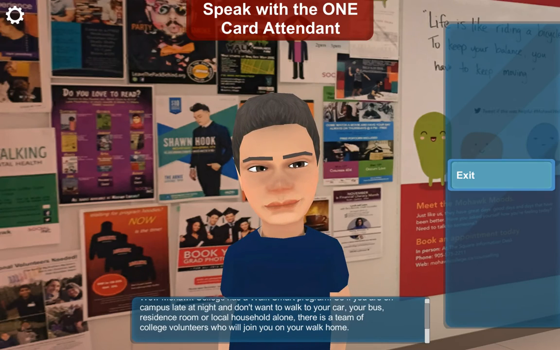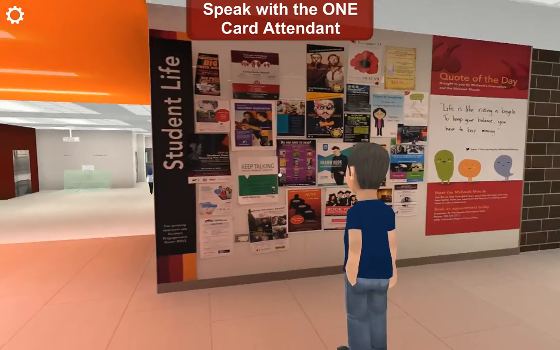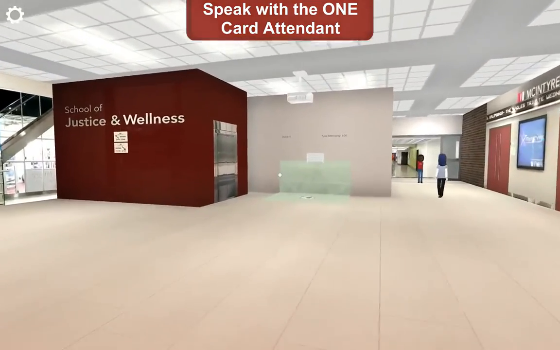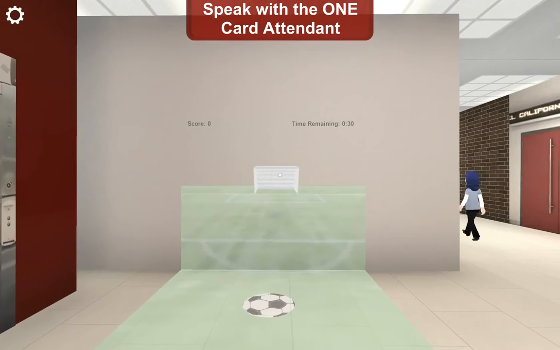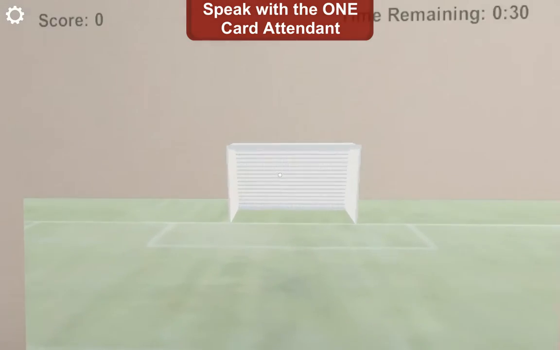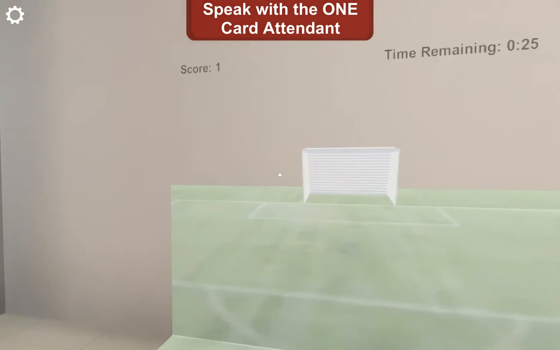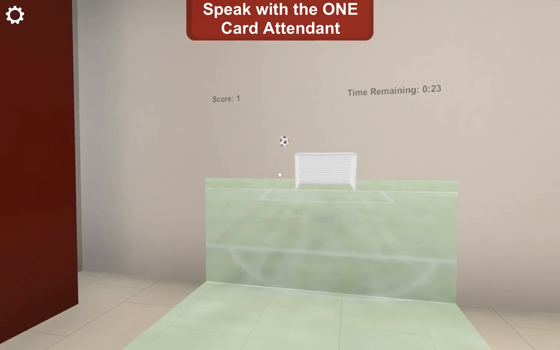We head to the left and down a small flight of stairs, towards the School of Justice and Wellness. We approach a patch of light green with a 2D virtual soccer ball and net at the far end. Text on the wall says score, 0, time, 30 seconds. Approaching the ball, it goes flying off into the distance, and right into the net. The score changes to 1. We try again but it misses. We try once more, and overshoot the net slightly.